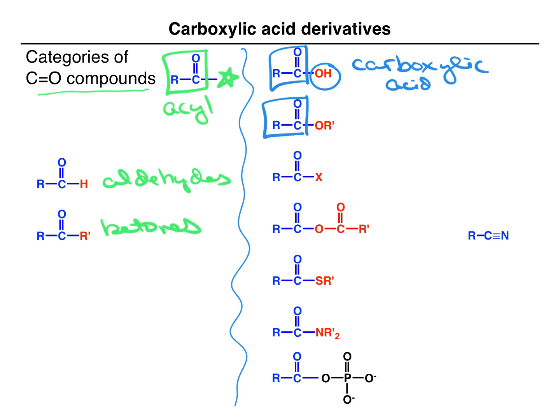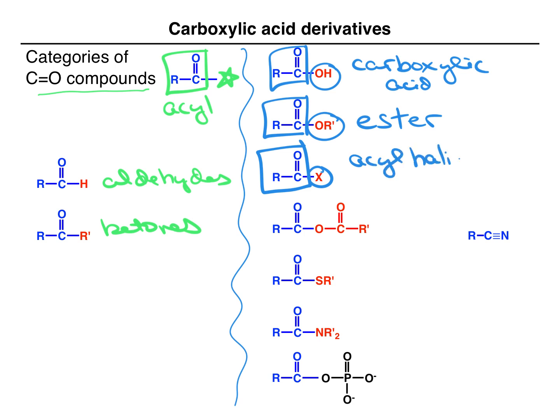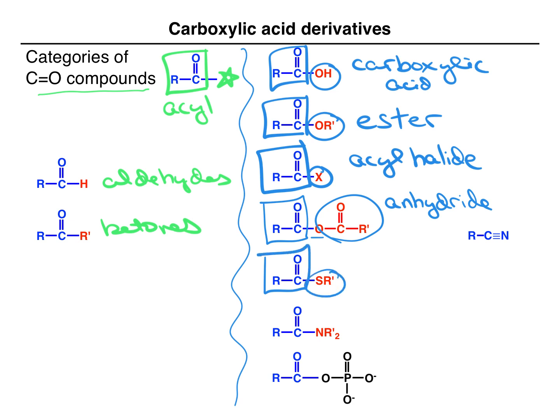If our acyl group is connected to an OR, this is an ester. An acyl group connected to a halogen is called an acyl halide or an acid halide. An acyl group connected to an oxygen that's connected to another acyl group is called a carboxylic acid anhydride. An acyl group connected to sulfur that's connected to a hydrogen or an alkyl group is called a thioester. An acyl group connected to nitrogen, which may be connected to hydrogens or alkyl groups, is an amide.